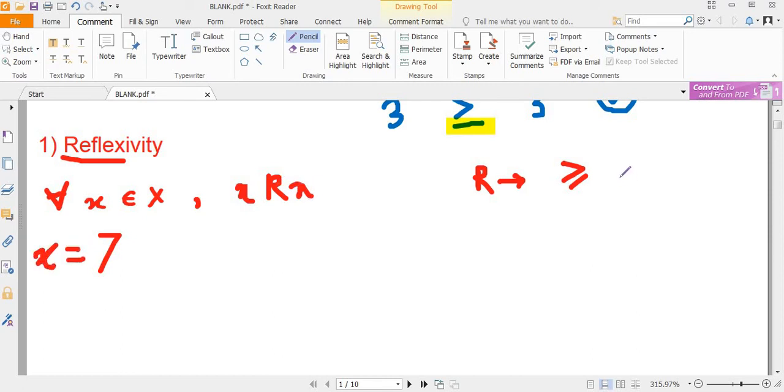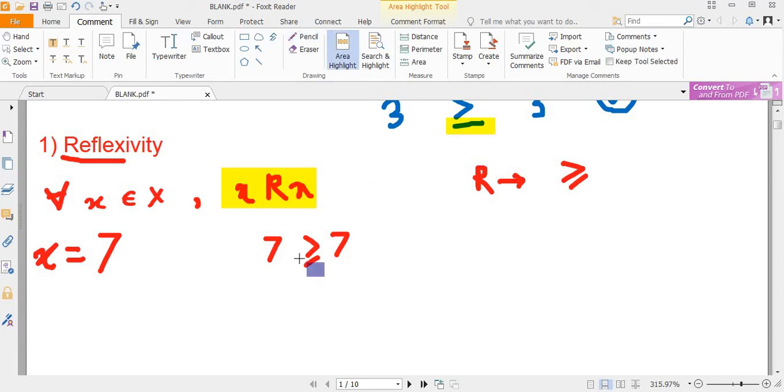So in this case, my small x is 7, and capital R is greater than or equal to. Now I try to look at this relationship. In place of x I put 7, in place of R I put greater than or equal to, and again in place of x I put 7. Then I see whether this holds or not.